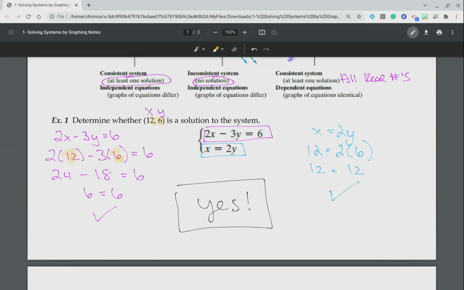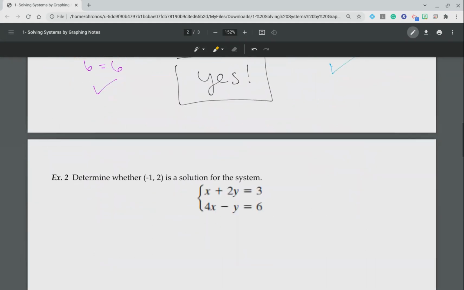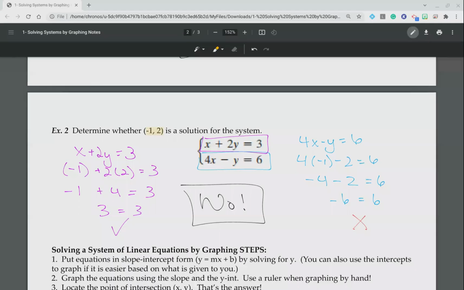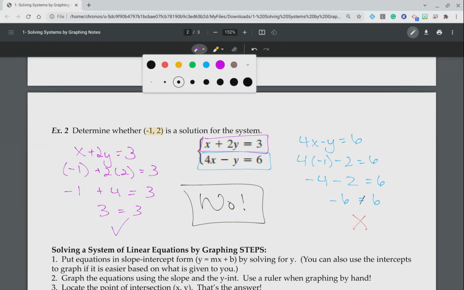I would like you to go ahead and plug in the point -1, 2 for both of these equations and tell me yes or no if it is a solution. For this one, you can see I got no. Notice the equation on the left worked out perfectly fine, but for the equation on the right, I got -6 is equal to 6, and that is not true. So therefore, I would say no, this is not a solution.